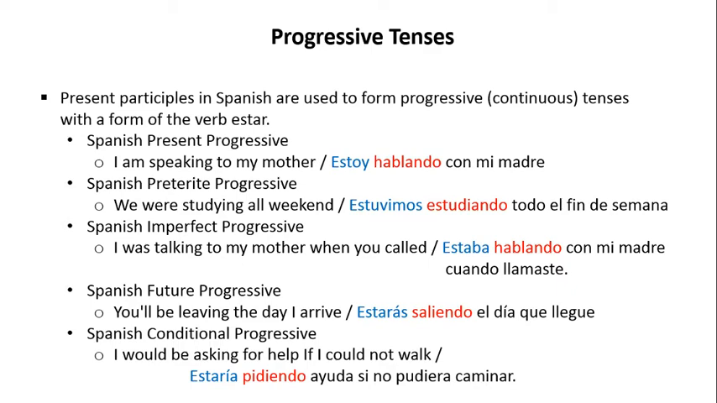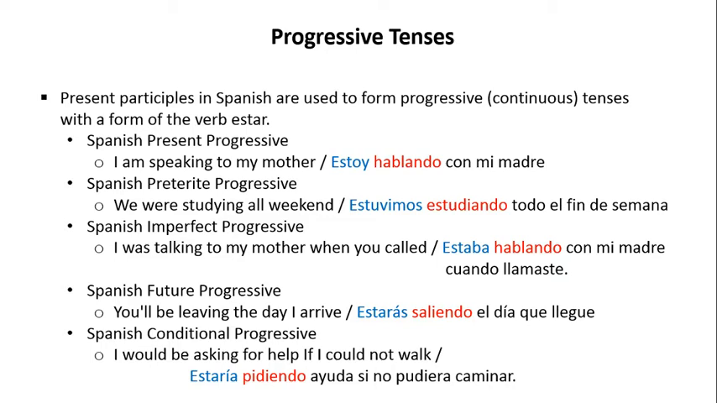Now, this is a slide where I'll give you an overview of the progressive tenses. And then following that will be slides where I'll go into more detail on each progressive tense. Now, present participles in Spanish are used to form progressive or continuous tenses with a form of the verb estar. Now, the Spanish present progressive, an example is, I am speaking to my mother. Estoy hablando con mi madre.